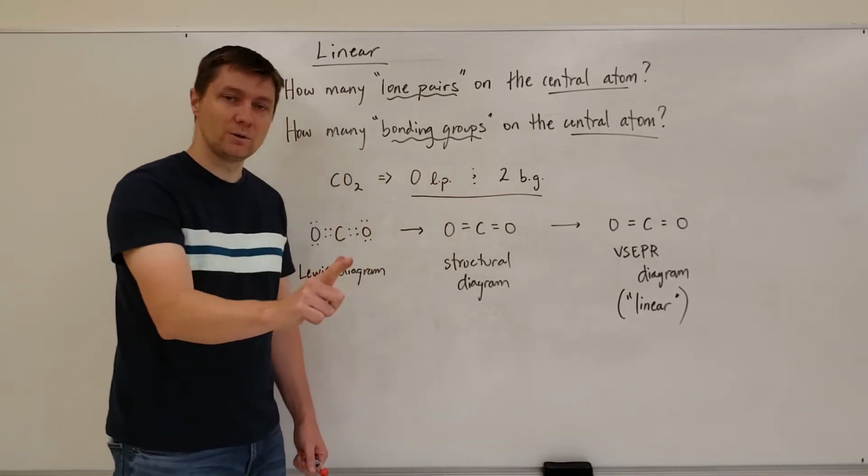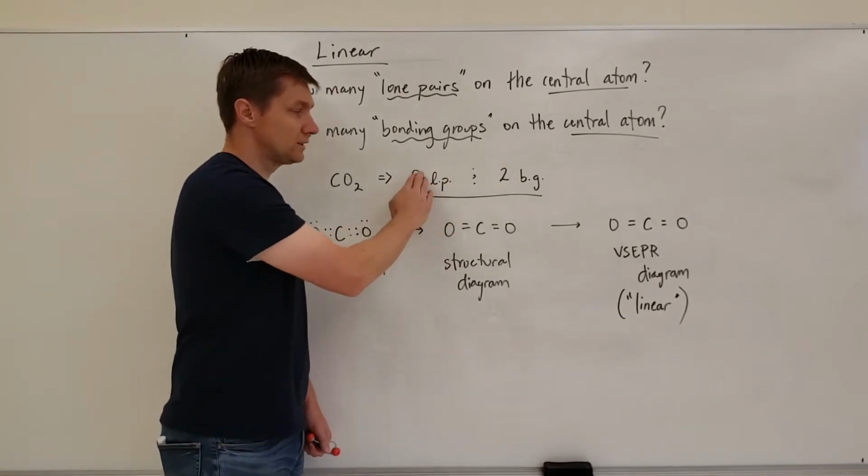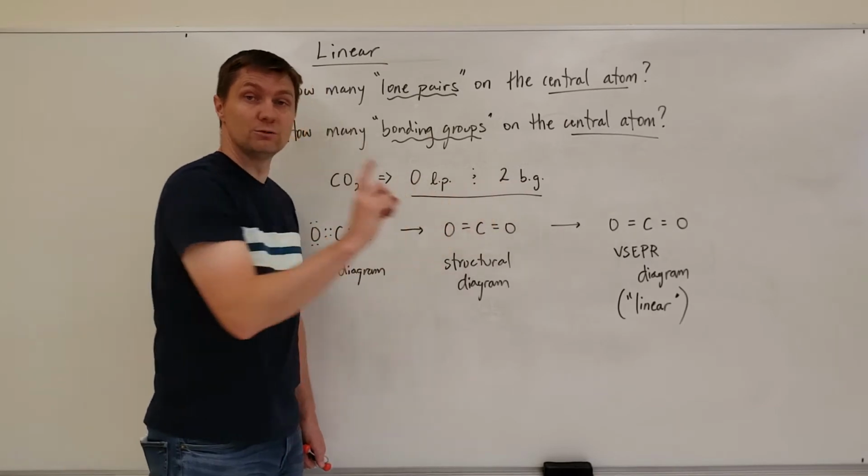So here's the key right here. How many lone pairs, how many bonding groups does the central atom have? Once you can determine that it's got 0 lone pairs and 2 bonding groups, you know that that is a linear shape.